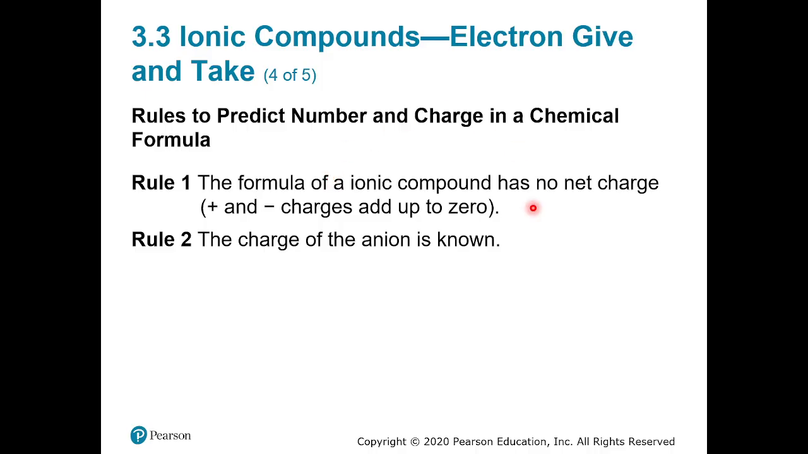Okay. So again, let's talk about some of the rules for predicting the number and charge in a chemical formula. So the formula of an ionic compound is going to have no net charge. All the pluses and minuses have to equal 0. You have to add up to 0. The charge of the anion is typically what you're going to know in almost every case. It'd be very unusual for you not to know the negative charge because those are all up in the top right and they don't have variable charges. Very easy to count up and figure out what the charge is.